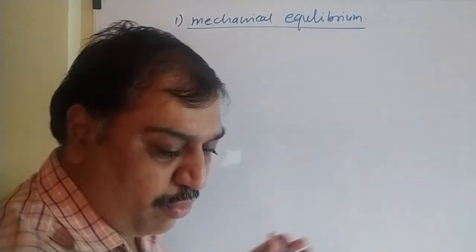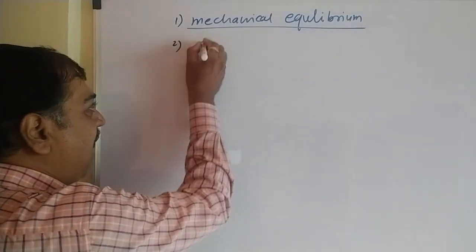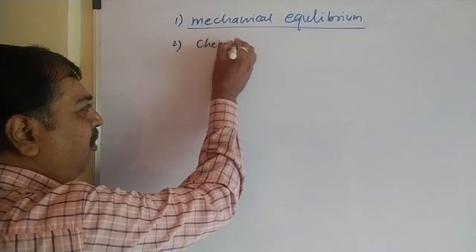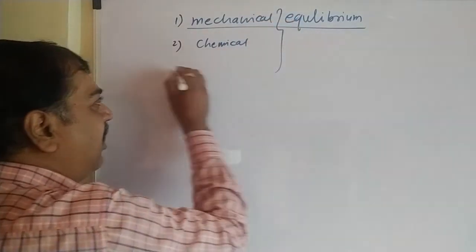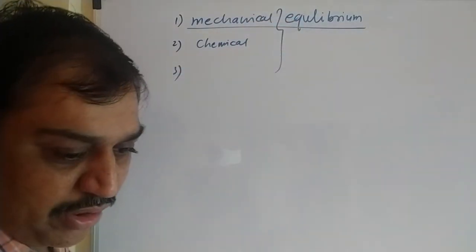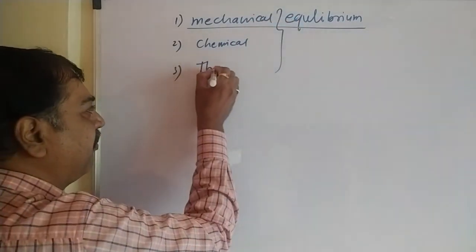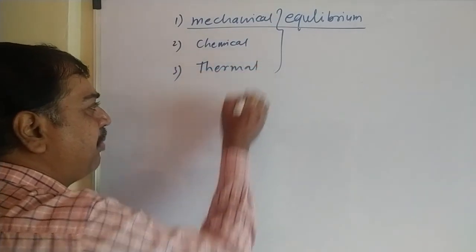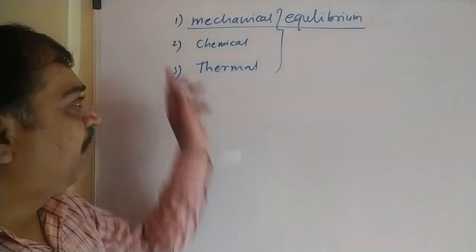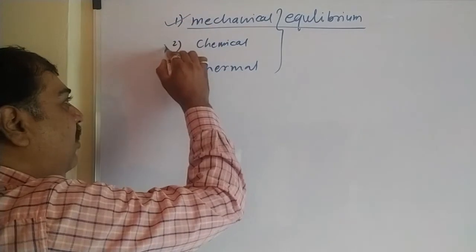The second parameter is chemical equilibrium, and the third one is thermal equilibrium. So these are the three types of thermodynamic equilibrium. We have learned mechanical. Now let's go to chemical.